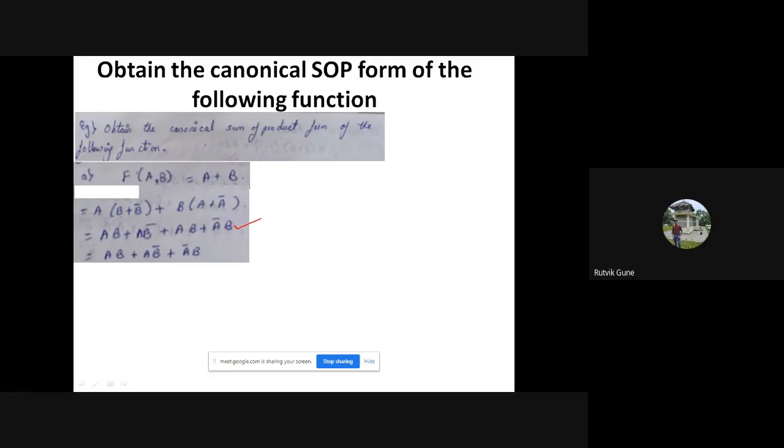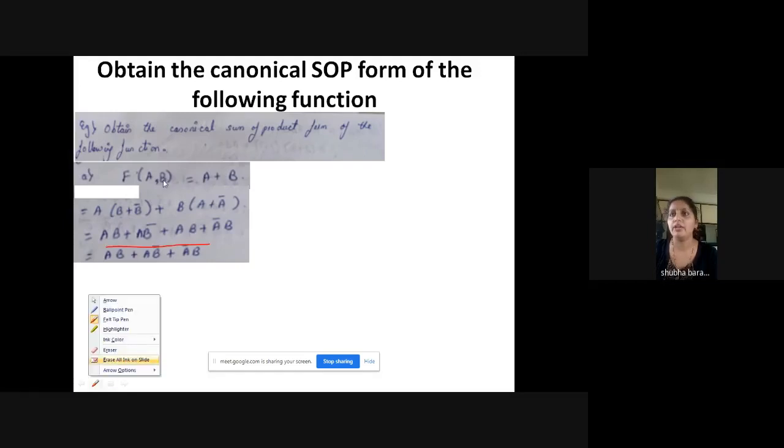Yes, ma'am. Now, if you remember one more identity, I can have AB plus AB written as AB. So I eliminated two ABs and have written only one AB, and the remaining terms as they are: A B bar and A bar B. So this is your complete solution, where you have expressed the given A plus B into canonical mean term form.